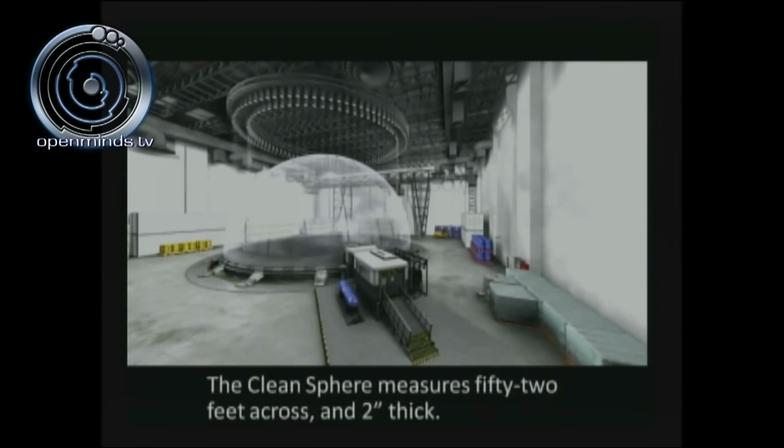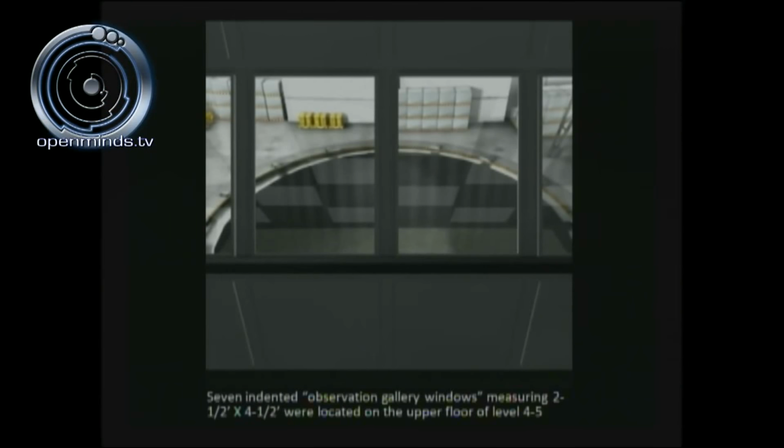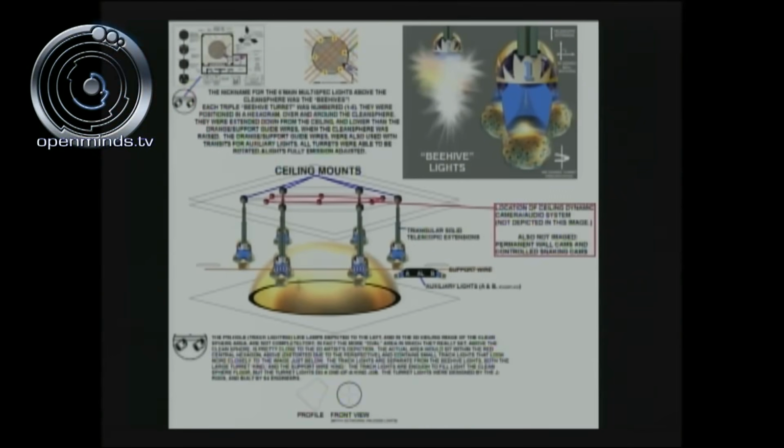Impeccable lighting was located on 4-5, which is different than level 4-1. There were 7 indented windows, or Majestic 12 observation gallery windows. They measured 2.5 feet wide, 4.5 feet tall. So there were 7 of those so that you could look down inside the clean sphere as you're taking tissue samples from the J-rod. That's what we see here.